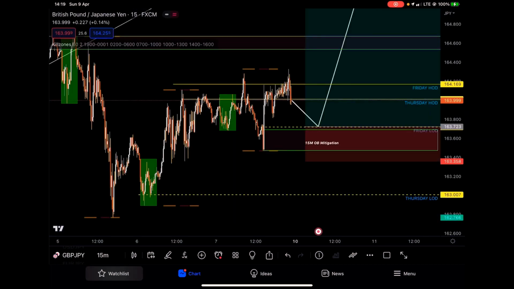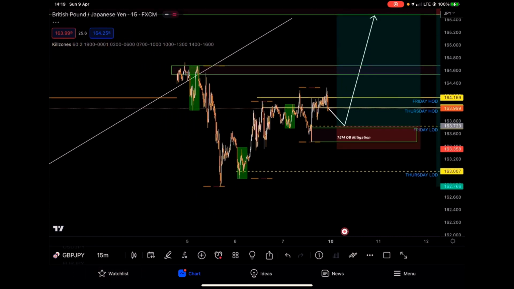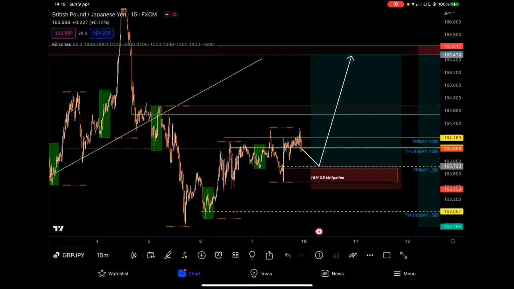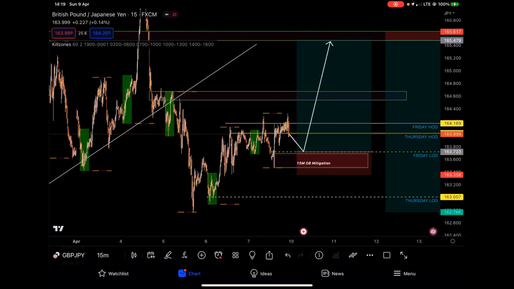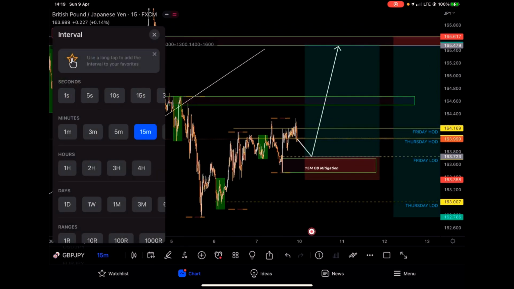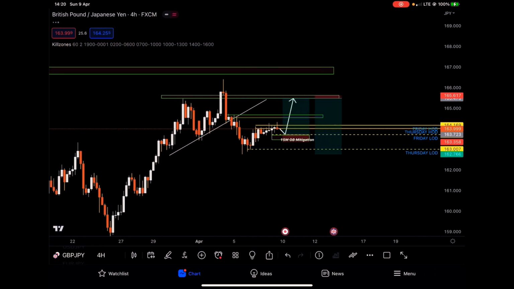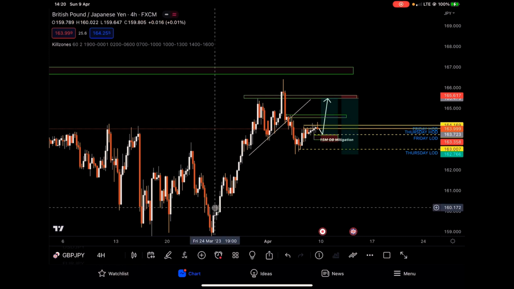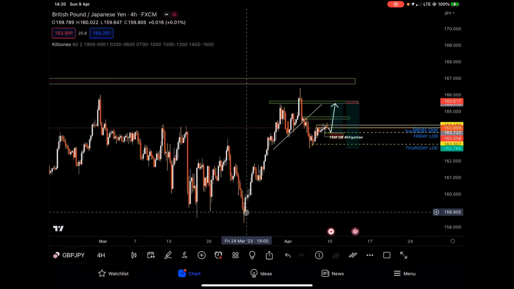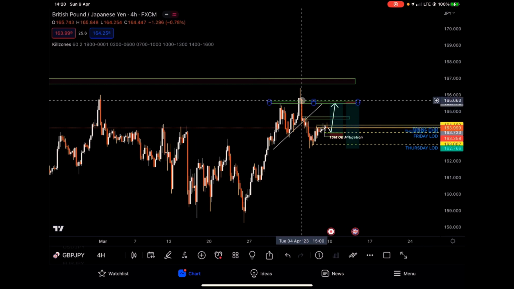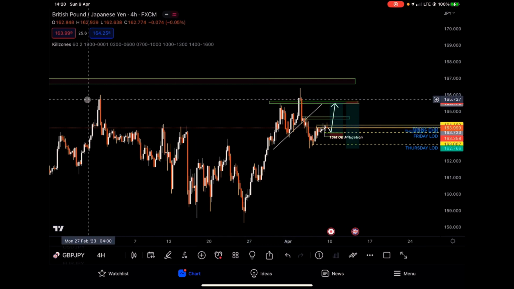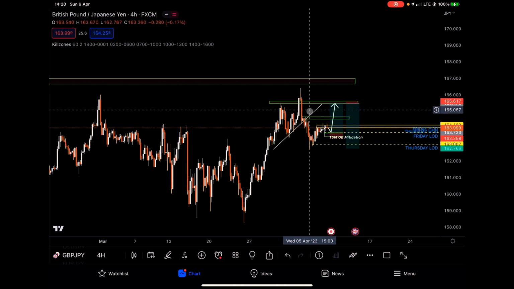GBPJPY. GBPJPY is equally the same, self-explanatory. I'll slightly go onto the higher time frames for this one. What we can see is that the market reacted off this demand zone to bring price to this supply zone. This supply zone is in tally with this particular level here, 165,750. Once price reached here, it reacted, failed to mitigate this order block and dropped.